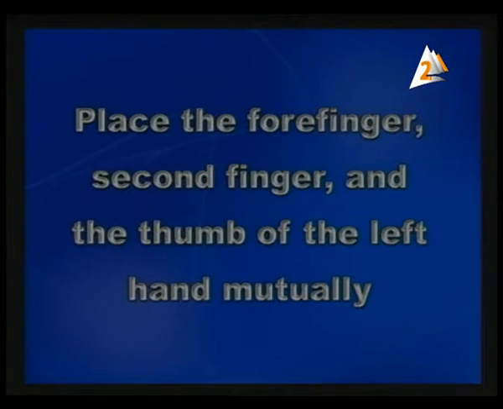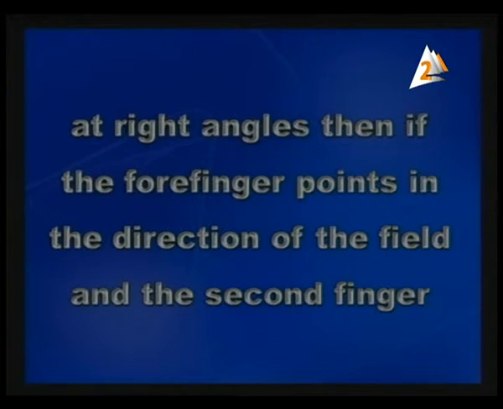Fleming's left-hand rule states, first of all, place the forefinger, second finger, and the thumb of the left hand mutually perpendicular to each other, mutually at right angles to each other. Then, the forefinger points in the direction of the field. Field direction is from the north to the south.